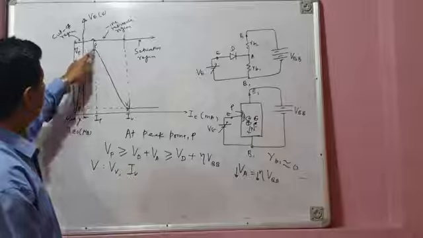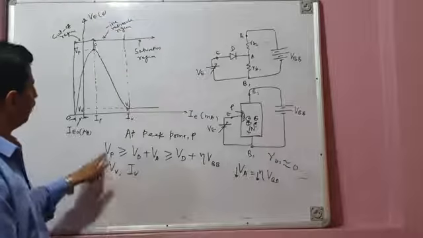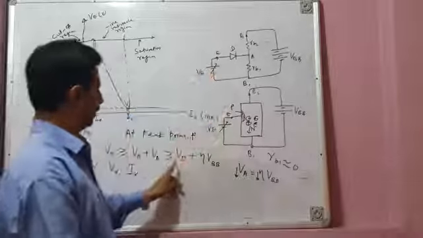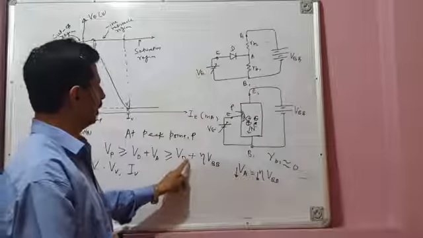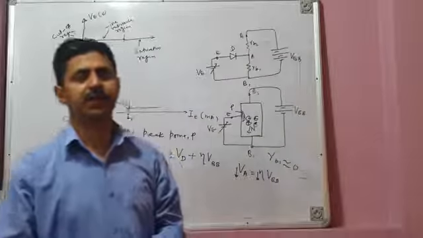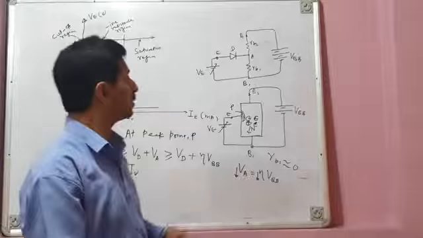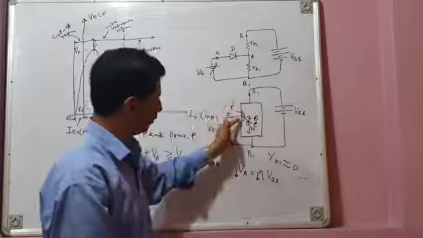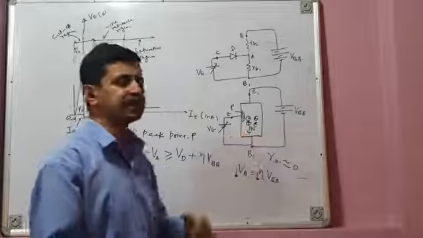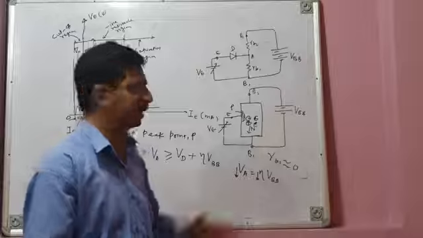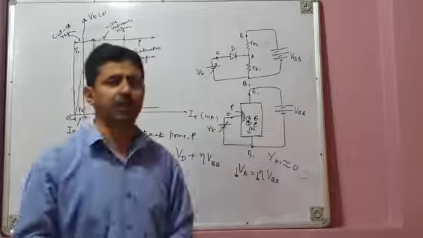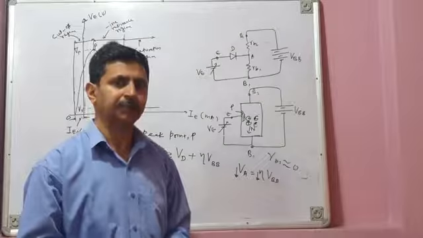What happens at point P? P is called the peak point. The peak point voltage becomes greater than or equal to the cut-in voltage of the diode plus VA, that is, greater than or equal to VD plus eta VBB. Since this voltage becomes greater than this, it forward biases the PN junction diode. Because of this forward bias, there is injection of holes. Since the N layer is lightly doped and the P layer is heavily doped, there is large injection of holes, and these holes in the N region have a longer lifetime, because the N layer is lightly doped.